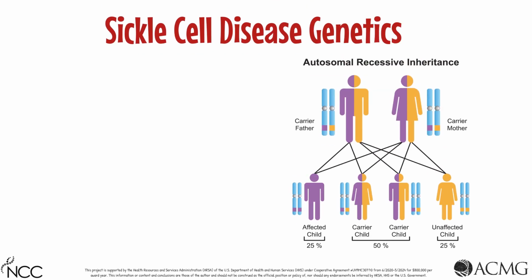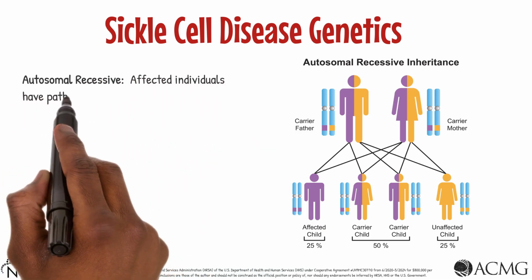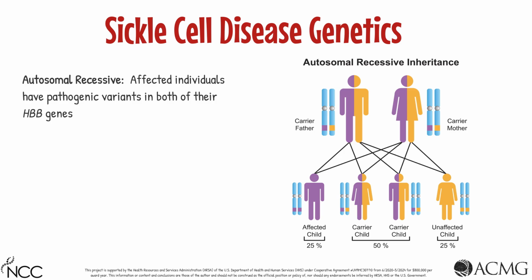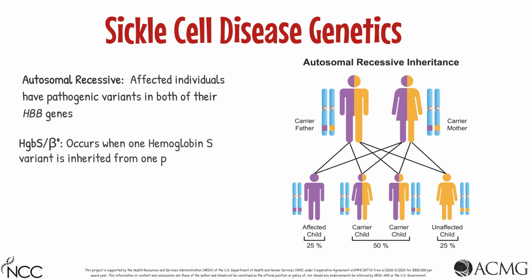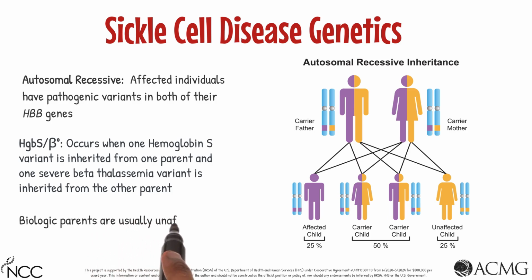Sickle cell disease is inherited in an autosomal recessive manner, meaning that only infants with a pathogenic variant in both of their HBB genes will be affected. The related condition, hemoglobin S beta 0, occurs when an infant inherits one hemoglobin S variant from one parent and one severe beta thalassemia variant from the other parent. Parents with a child with sickle cell disease are carriers, and in most cases are usually unaffected, but have a 25% recurrence risk with any future children they have together.